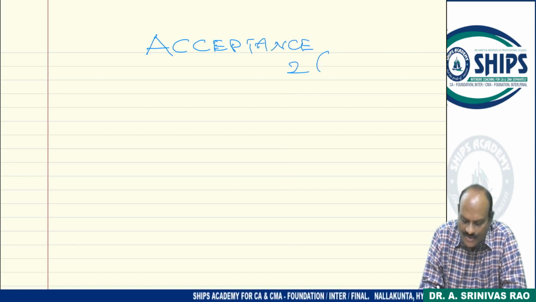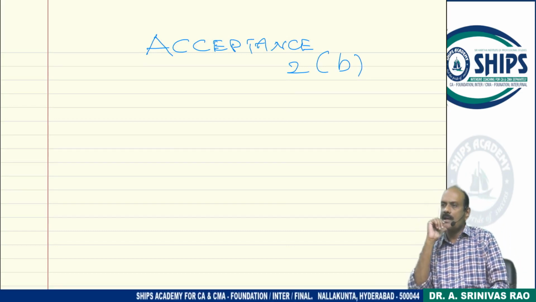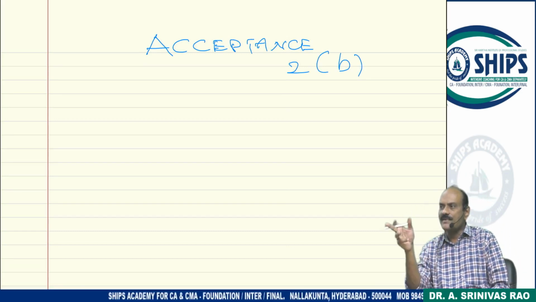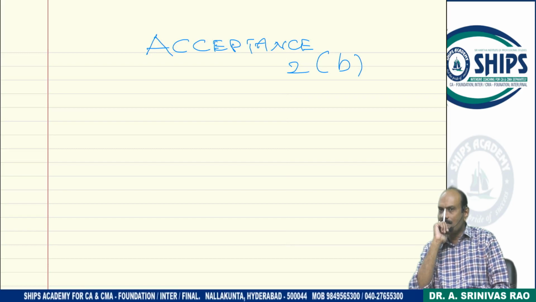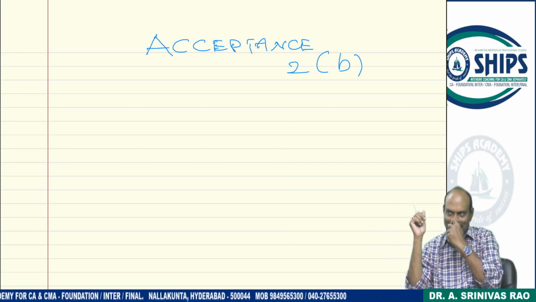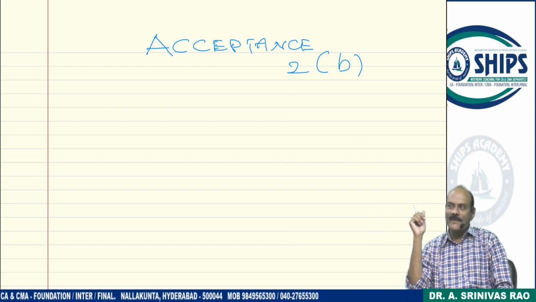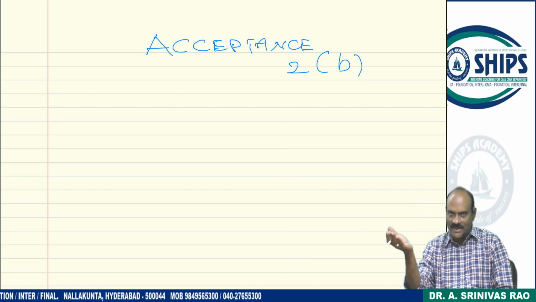Acceptance according to section 2, subsection B. What is it to be? Promise definition, we already know. What is the meaning of a promise? When a person makes a proposal to another, and the person to whom the proposal is given assents thereto.